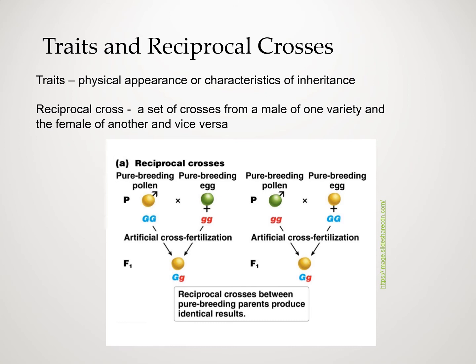Notice in the image, in the first set of crosses, the pollen, which is the male portion of the plant, is placed on a green stigma or egg in another plant, resulting in only yellow offspring. In the second cross, the color of the pollen and stigma are flipped, but the results are the same in the offspring. This is an example of a reciprocal cross.